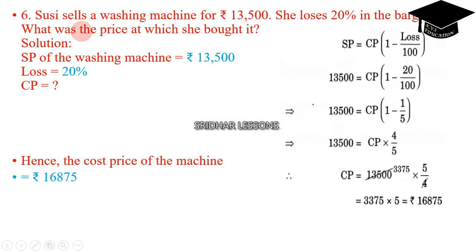Next question. Susie sells a washing machine for 13,500. She loses 20% in the bargain. What was the price at which she bought? In the previous problem, we have got the profit in percent and we have to calculate the profit in terms of numerical values. And in this problem, we have got loss in terms of percentage and we have to get the value of loss in the numerical values. We will see. The selling price of the washing machine is 13,500 rupees. The loss here is 20%. What is the cost price?